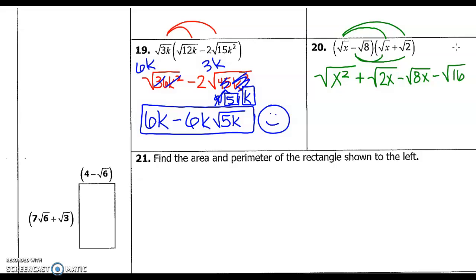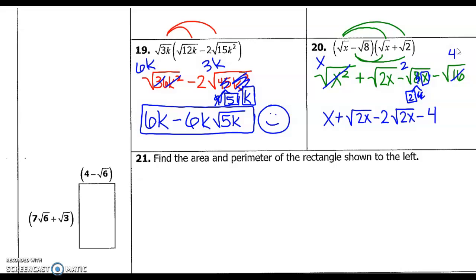So then we clean it up. So let's see here. The square root of x squared is x. 2 and x, there's no pairs. 8, though, is 2 and 4. Square root of 4 is 2. So this 2 is stuck and this x is stuck. Square root of 16 is 4. So I've got x plus the square root of 2x minus 2, the square root of 2x minus 4.